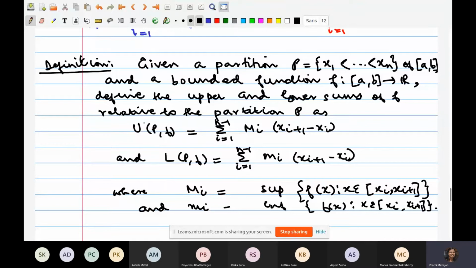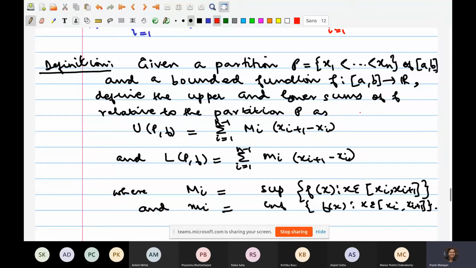And likewise, the lower sum is the summation of little m_i times the length of the ith subinterval, where little m_i is the infimum of f restricted to the ith subinterval. Please don't get too lost in the notation. Capital M_i is the supremum of f on the ith subinterval, right? So capital M_i for each i is going to be bounded above by, let me write here. I think this is too much for you to process orally.